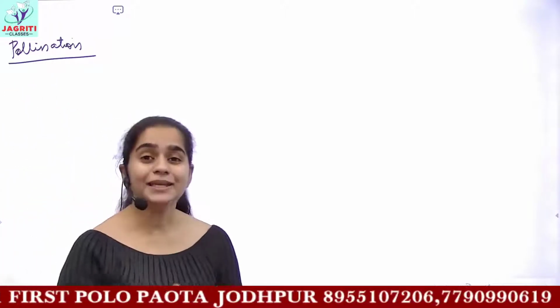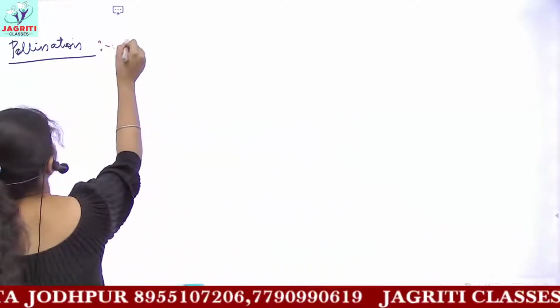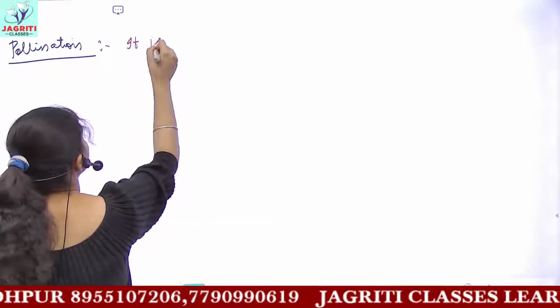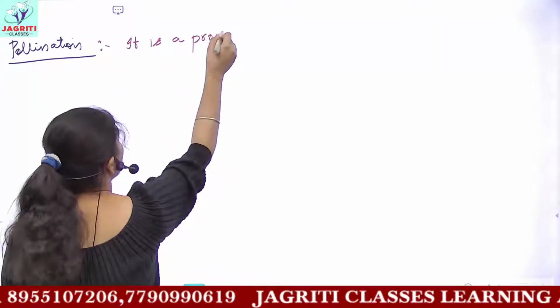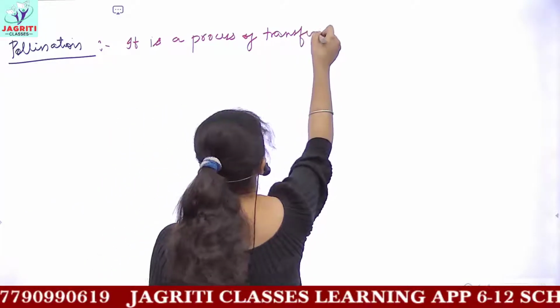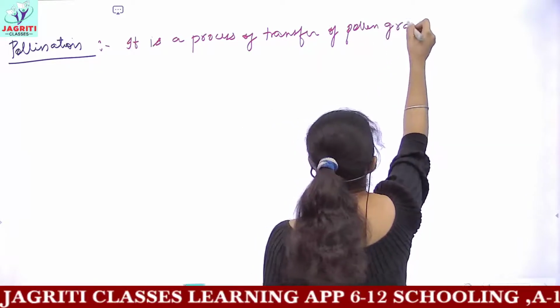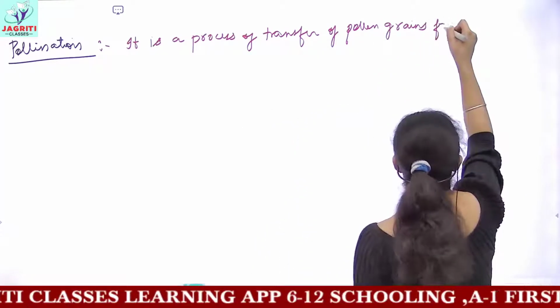So you have this process, pollination. What do you mean by the term pollination? So let's write its definition first. Pollination, it is a process of transfer of pollens. Pollen means pollen grains. It is a process of transfer of pollen grains.